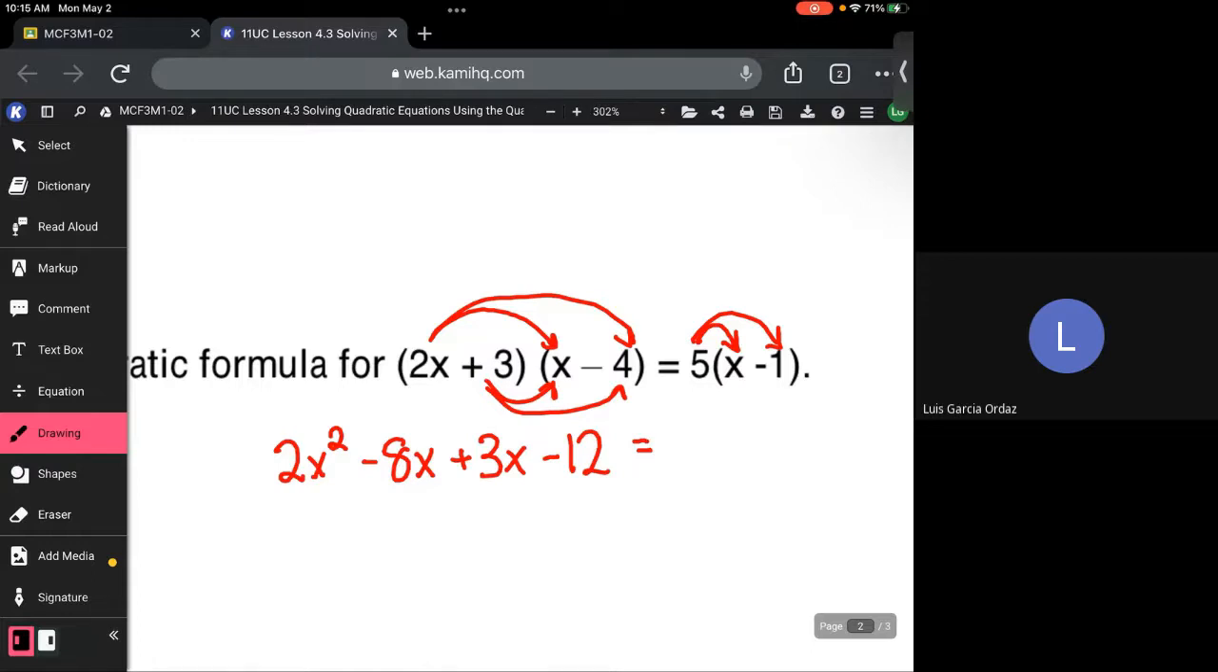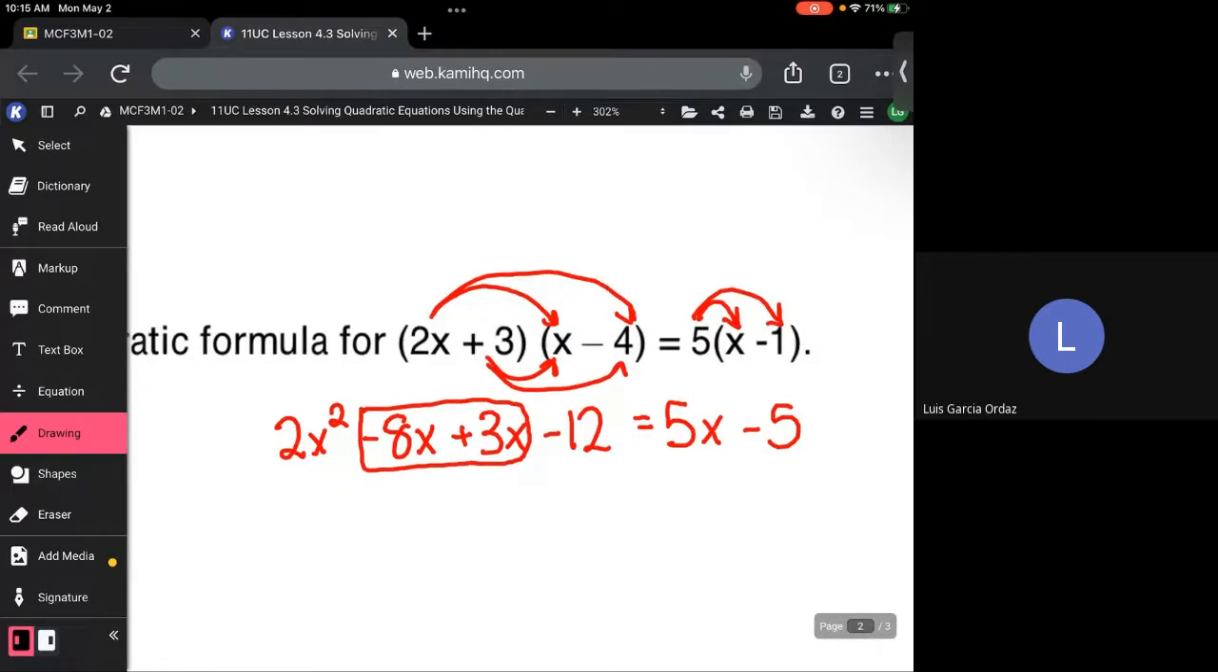Cynthia? 5x minus 5. Perfect. So now before I move stuff over, I'm going to do my like terms on the left side. So what are my like terms on the left side? Negative 8x and positive 3x. So what's negative 8x plus 3x?